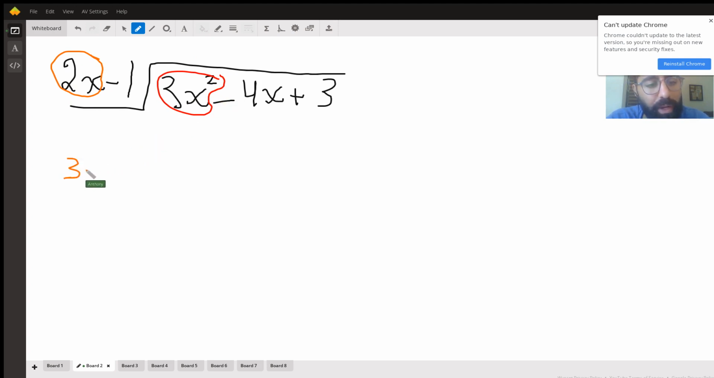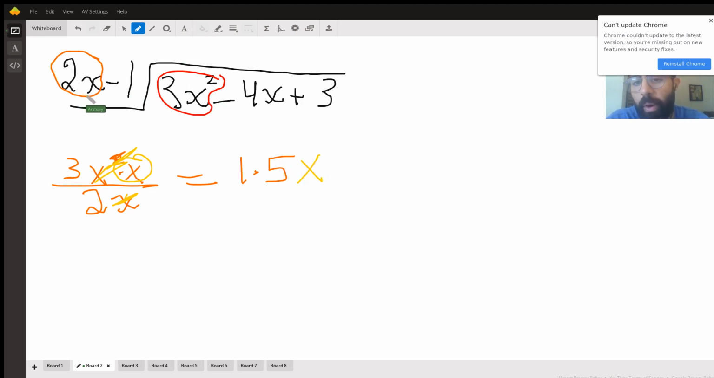How would we divide them? 3x squared divided by 2x. First, using a calculator, 3 divided by 2 is 1.5. Now, what is x squared divided by x? x squared is the same as x times x. That's the meaning of x squared. So, as you can notice, we can simplify this x with this x, and we end up having 1x only. So if we divide 3x squared by 2x, the answer is 1.5x, and I need to put it here in the quotient, up.